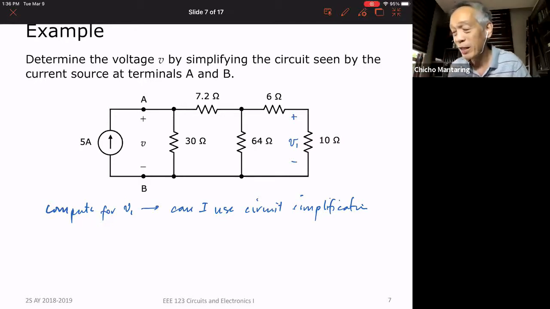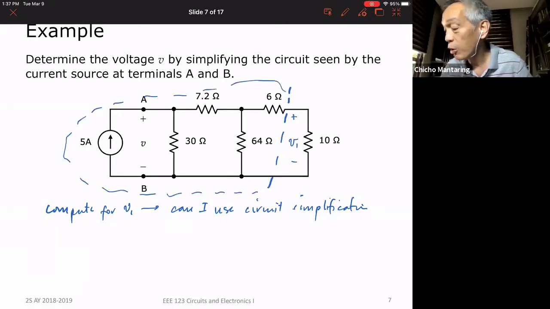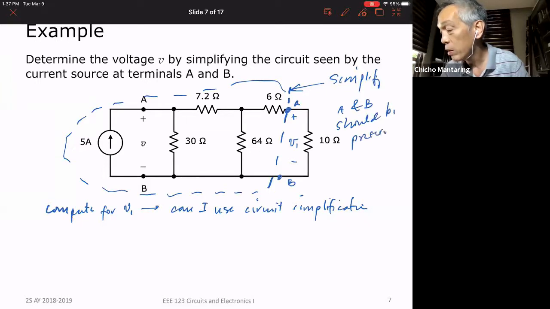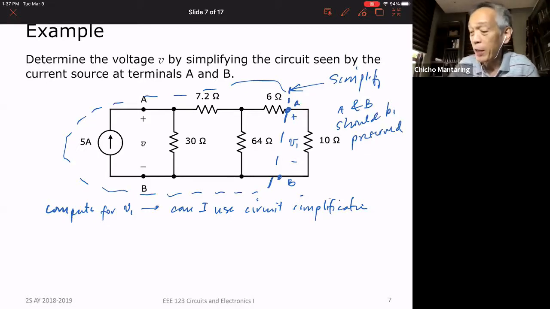We don't know yet how to do it because remember, when you use circuit simplification, you have to preserve this quantity. The minute I put the 6 ohms in series with 10 ohms and convert it to a single resistance, my V1 is lost because my 10 ohms is gone, and therefore I am not preserving the quantity that I need to preserve. So when you use circuit simplification, you have to simplify with respect to the terminals whose quantity you want to compute for. So what we simplify is this, and you have to preserve terminals A and B. Now, we don't know how to do that yet, especially since there is a current source here.